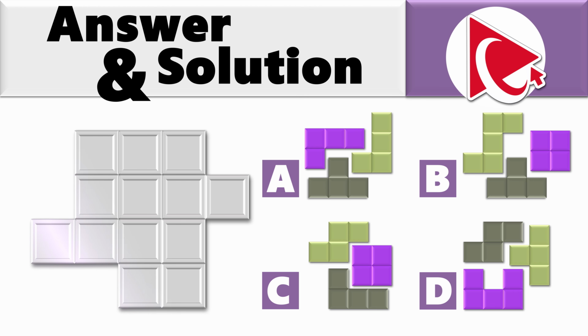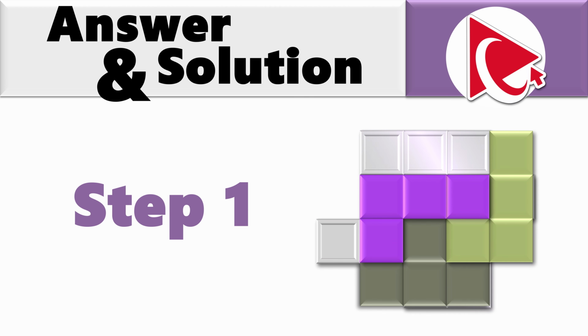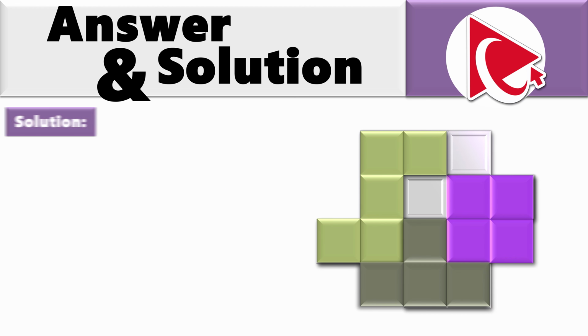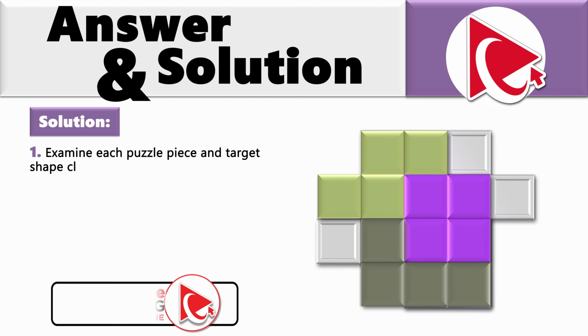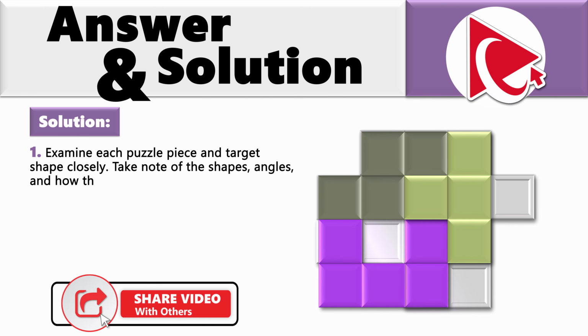Even though this problem seems complicated, I'm going to show you how to solve it in 3 simple steps. Step 1. In this problem, we have a target shape and we have 3 puzzle pieces for each answer. In step 1, we need to examine each puzzle piece and target shape very closely. Make sure you take note of all the shapes, angles, and how they can potentially fit together.